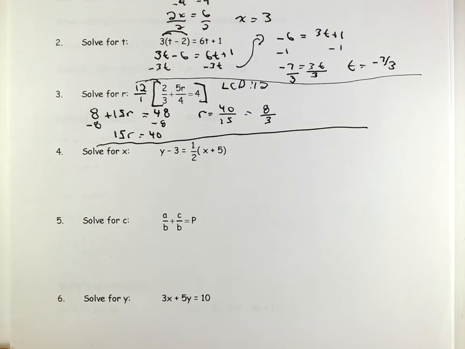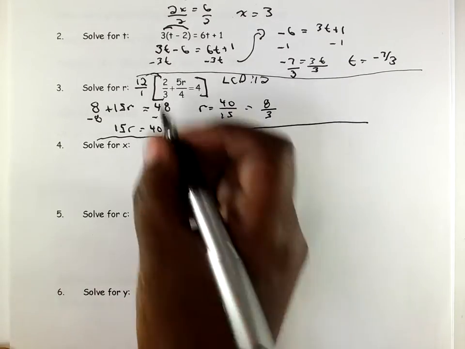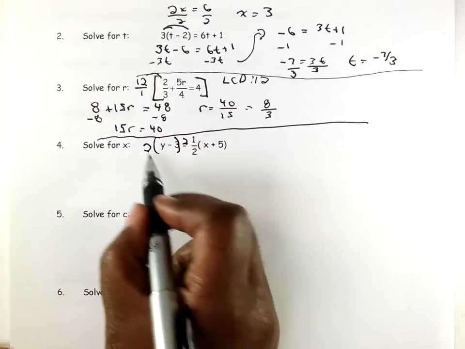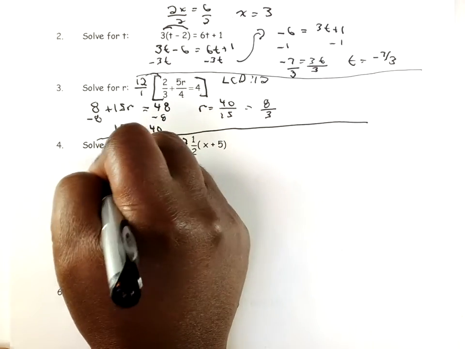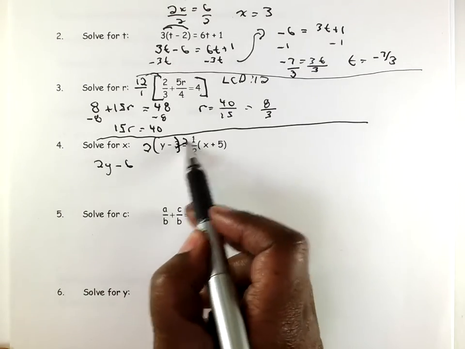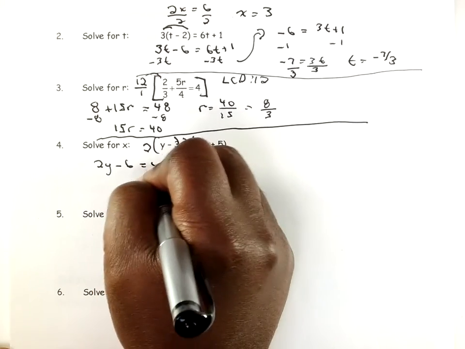For number 4, there's a couple different ways I can approach it. I think I just want to get rid of that fraction. So I'm going to multiply this side by 2 and this side by 2. So 2y minus 6. And then on the right side, this 2 is going to cancel with that. So it's going to equal y plus 5.